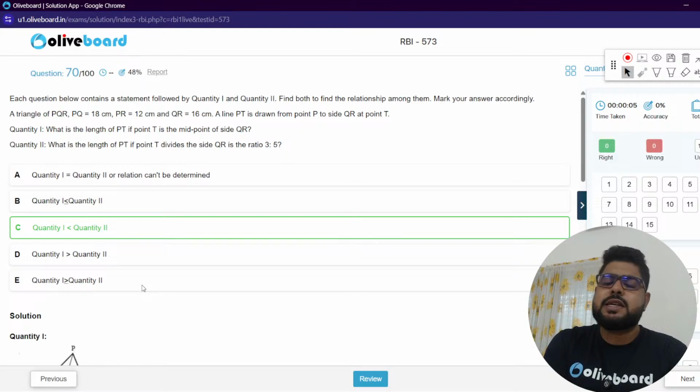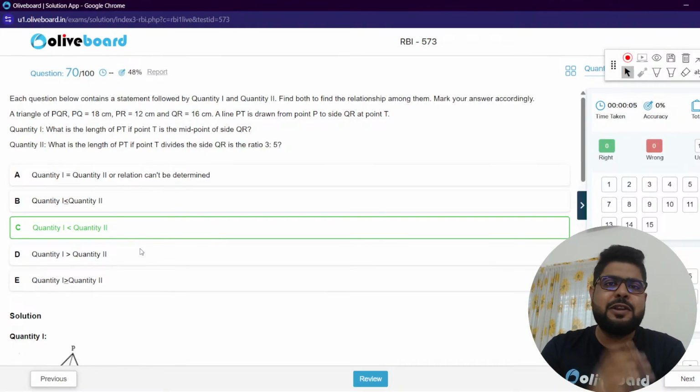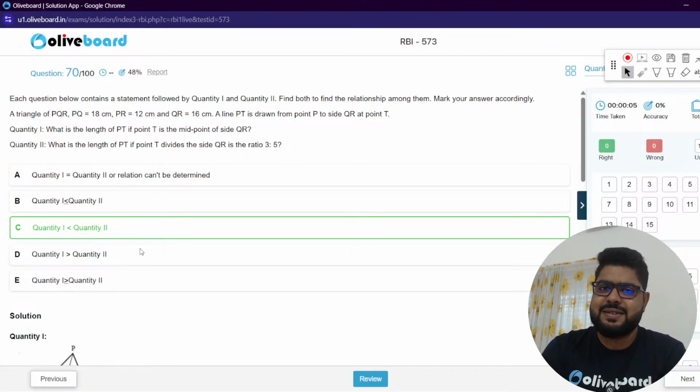So this was the solution using Stewart's theorem. But again, please understand these are advanced theorems. If you have studied some advanced topics, then only you will be able to solve it. Otherwise, it will be a little challenging and tricky for you guys to answer.